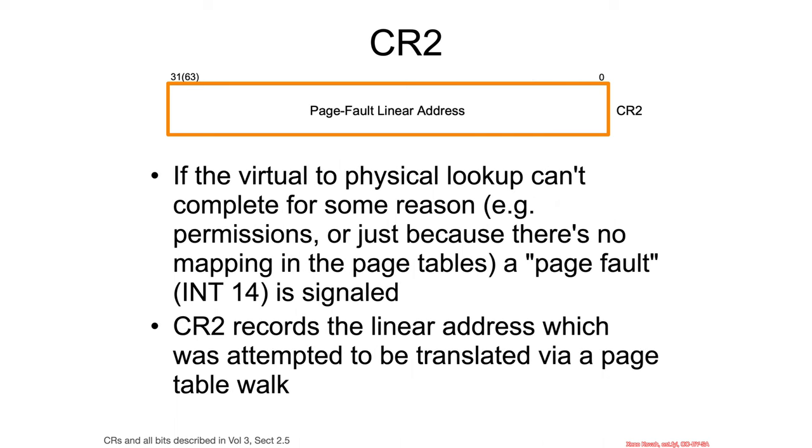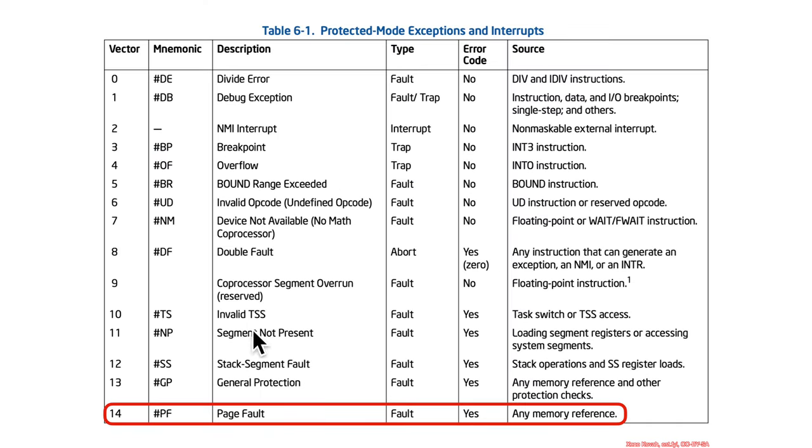And then CR2 is used when the MMU is trying to walk the page tables but something goes wrong: some sort of error, the table says something's invalid, or there's a permission error, or some other reason that we'll talk about later. CR2 holds the linear address that the MMU was trying to translate when it encountered the error. That type of error is called a page fault. So interrupt 14 is thrown, and the interrupt handler for interrupt 14 is going to ultimately consult this to try to figure out what went wrong. We'll talk more about interrupt 14, page fault, in its own little section.